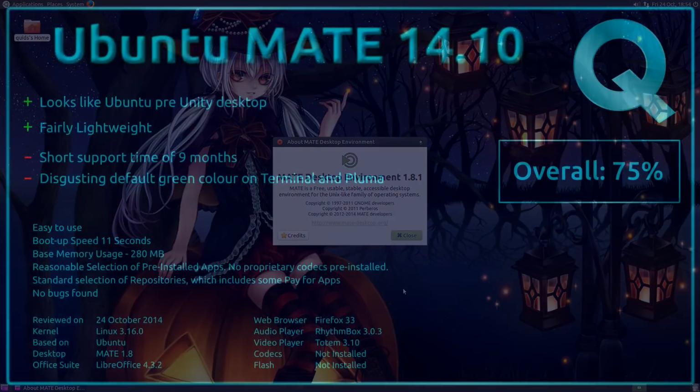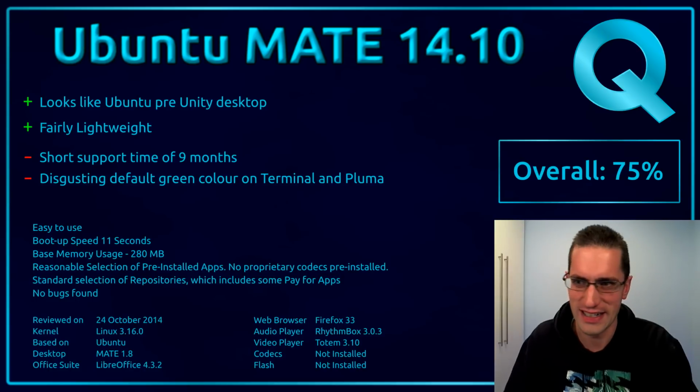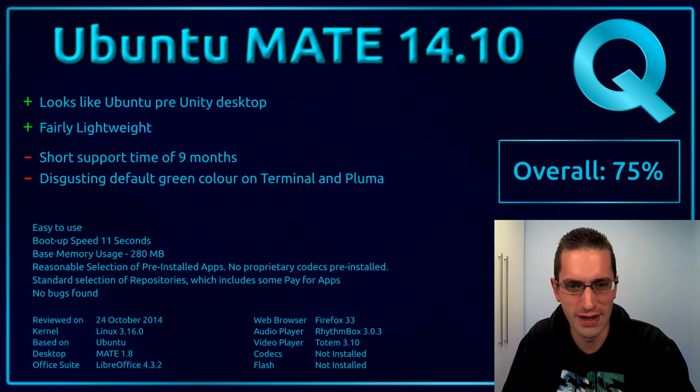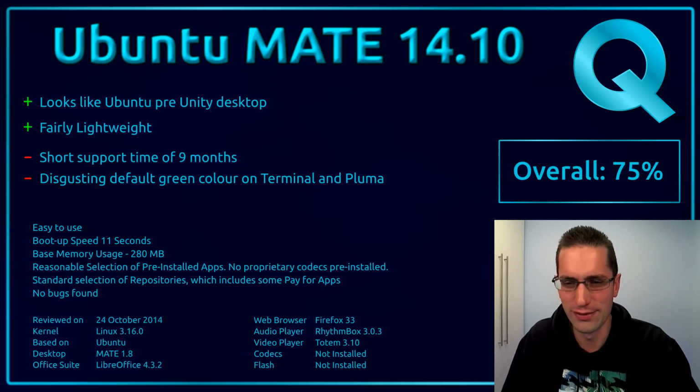So, here's what I thought of Ubuntu MATE version 14.10. You've got the plus side of it looking like a pre-Unity desktop, the old Gnome classic desktops. It's fairly lightweight, but on the downside, and this is a real downside, you've only got a short support time of 9 months. Next release of Ubuntu MATE, you're going to have to upgrade. And the other downside is that disgusting default green colour on the terminal and Pluma text editor. I just couldn't get over that. It looks like the bottom of my sink, and I do not need reminding of that.